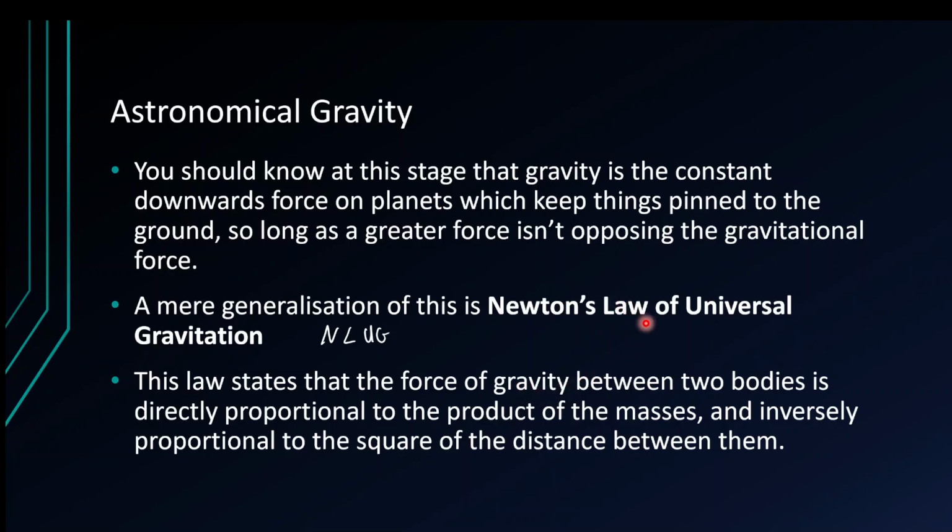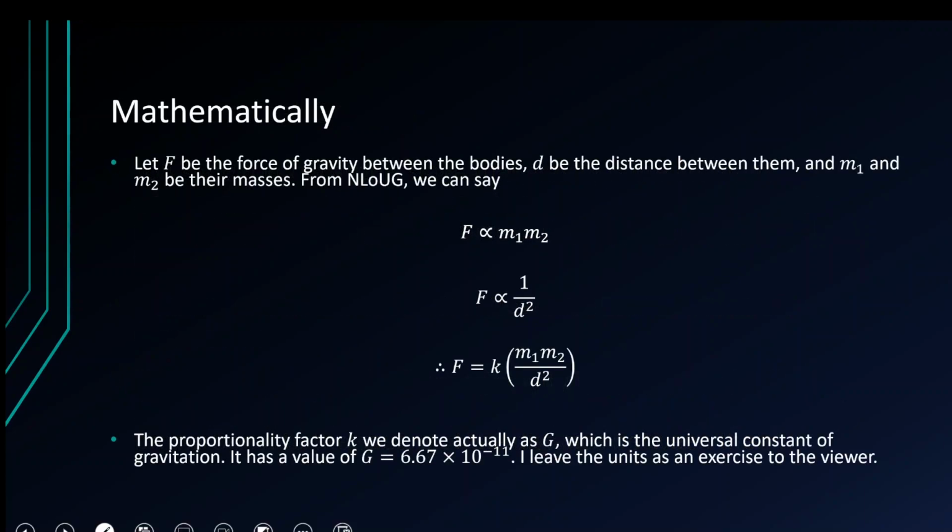So Newton's law of gravitation, or gravity, however we say it: the force of gravity between two bodies is directly proportional to the product of the masses and inversely proportional to the square of the distance between them. That's a bit of a long definition. I think it's better if we do the mathematical definition, which is this.